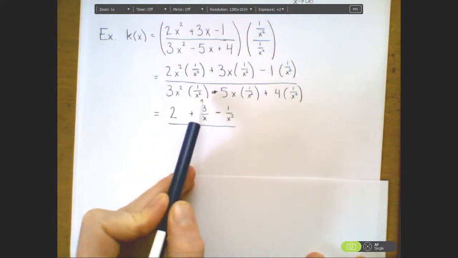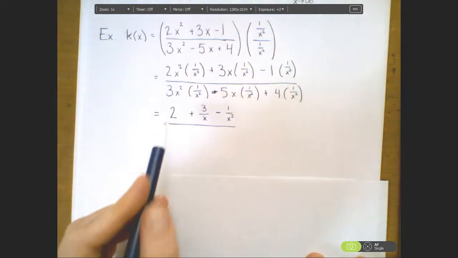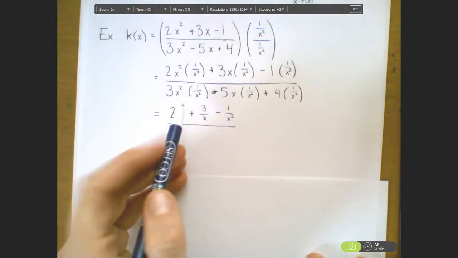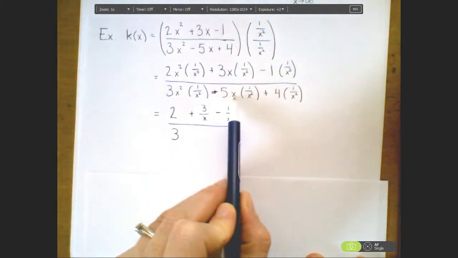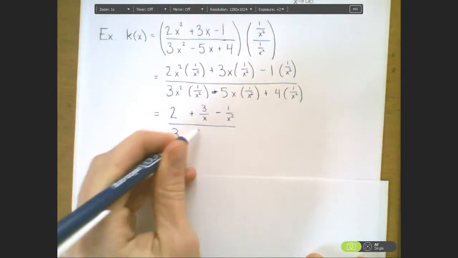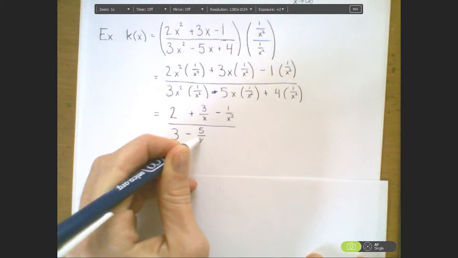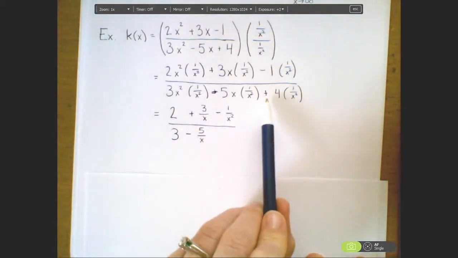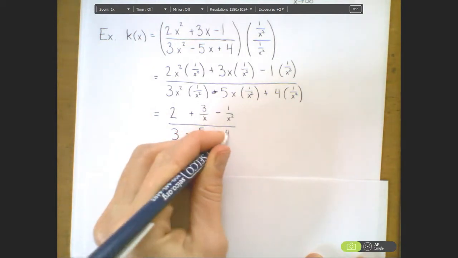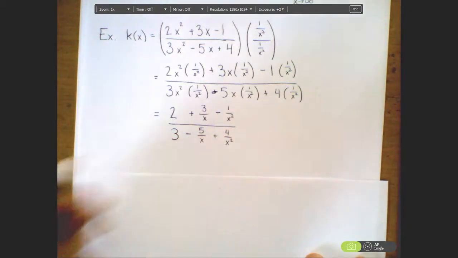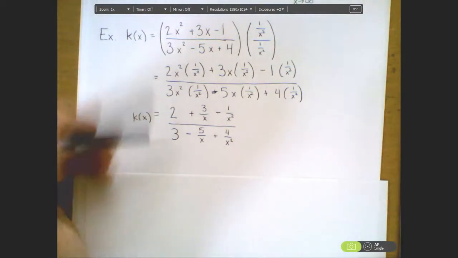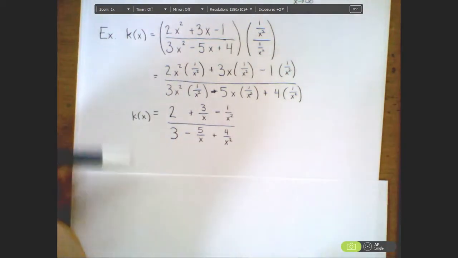Let's take a look at the denominator. Similarly, 3x squared divided by x squared leaves me with 3. Negative 5x divided by x squared leaves me with negative 5 over x, and 4 divided by x squared gives me plus 4 over x squared. So what did I do to my function? This is the same function as we had before. I'm just writing it in a slightly different way. And what happens when I write it in this way?